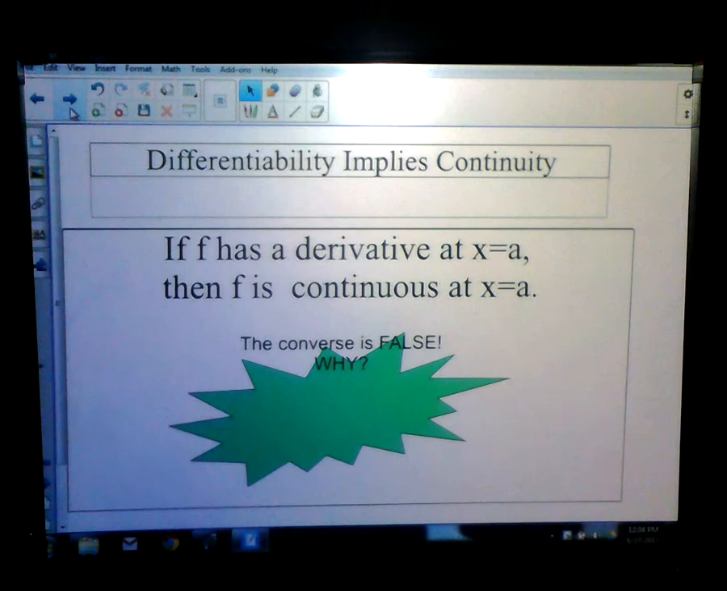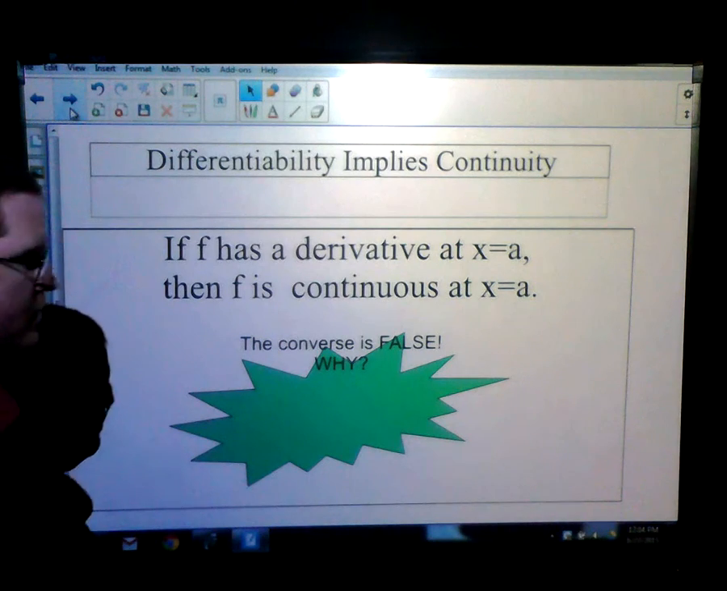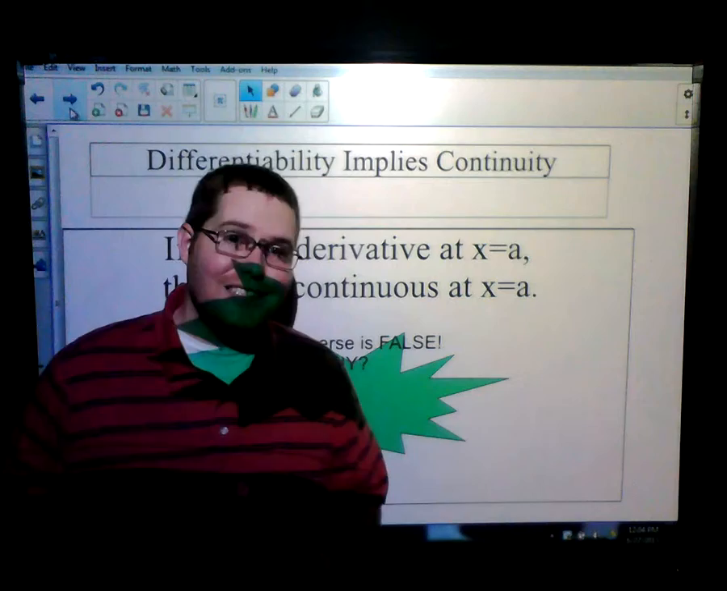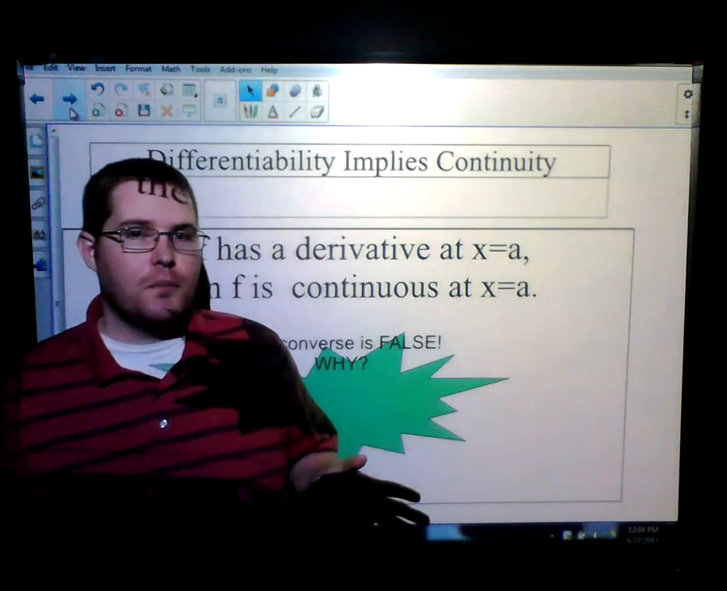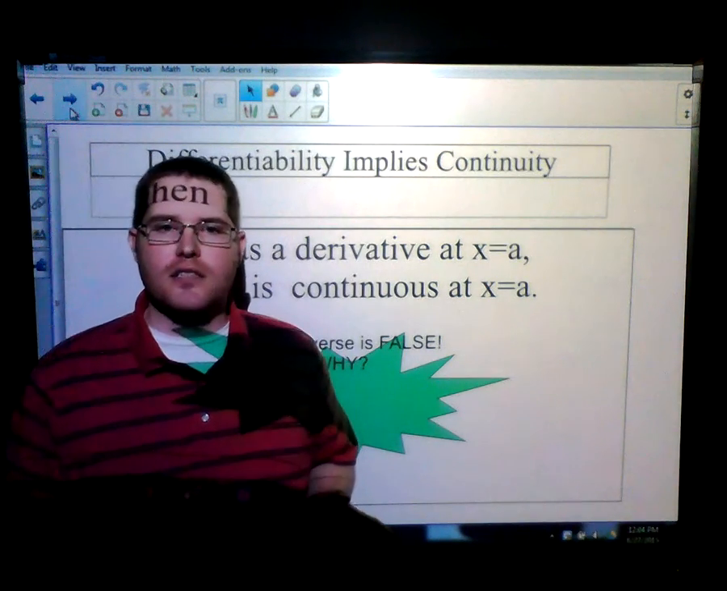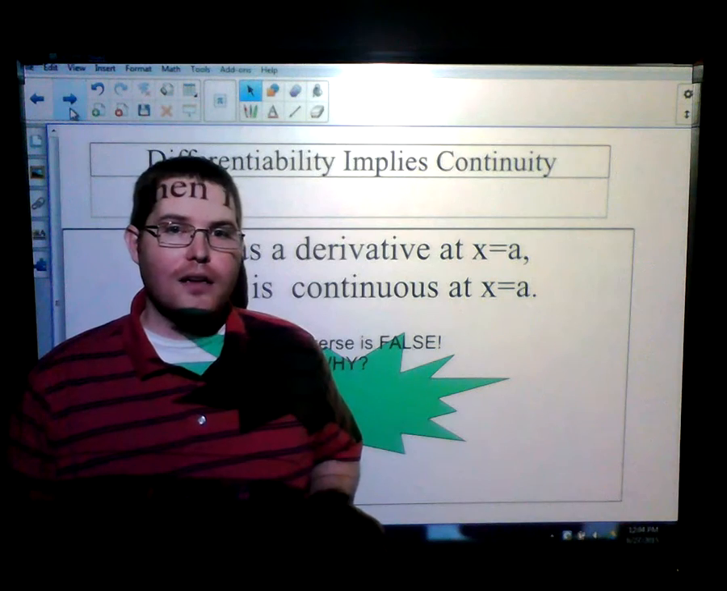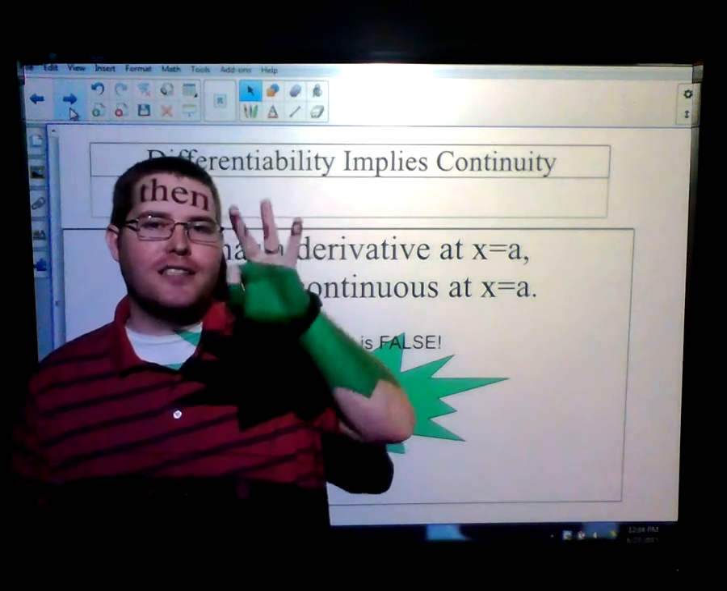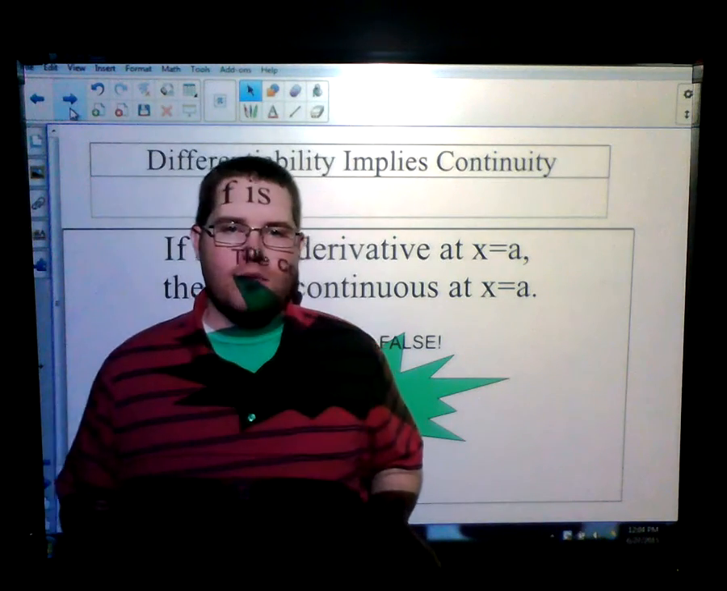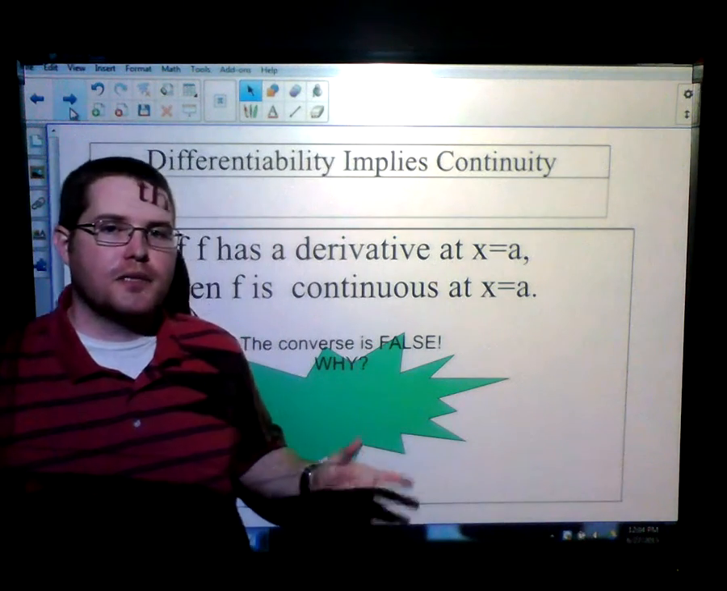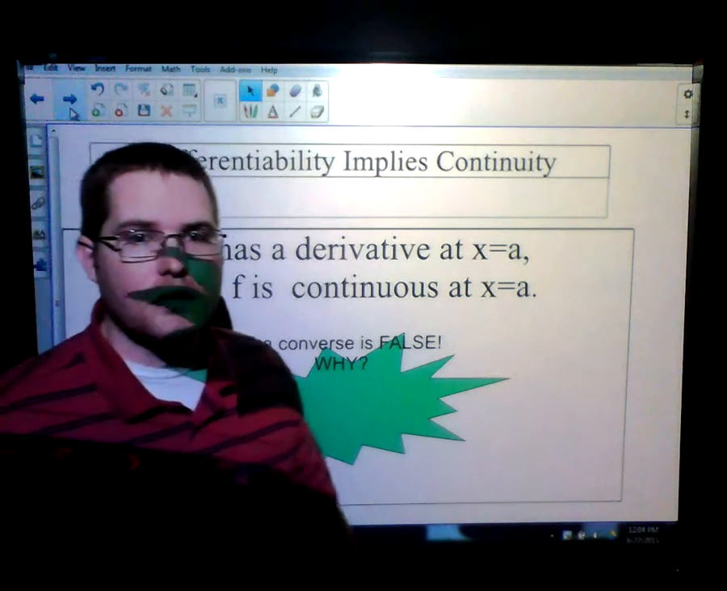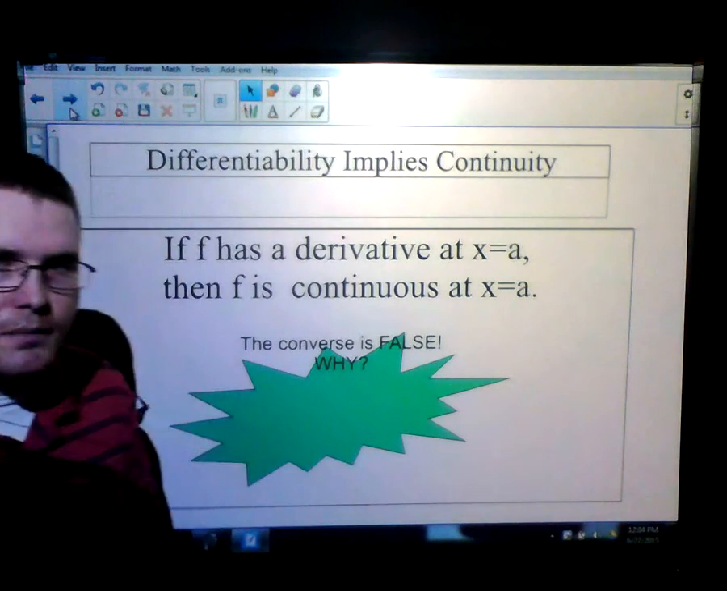Differentiability implies continuity. If there is a derivative, then it's continuous. But it's not true the other way around. Just because it's continuous doesn't mean there's a derivative. Why? There's 3 points that prove this wrong. What 3 points are continuous but not differentiable? Corners, cusps, vertical tangents. So if it's differentiable, it's continuous. But just because it's continuous doesn't mean it's differentiable.